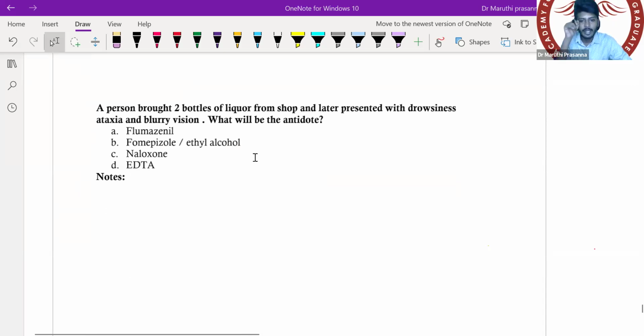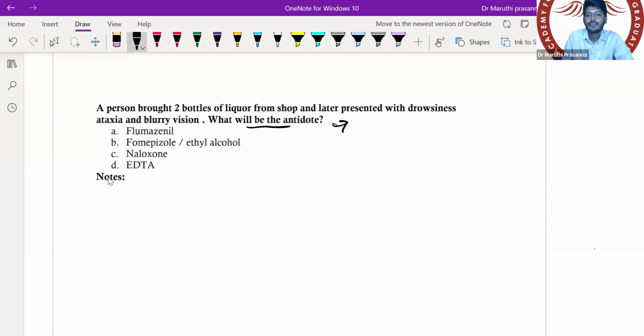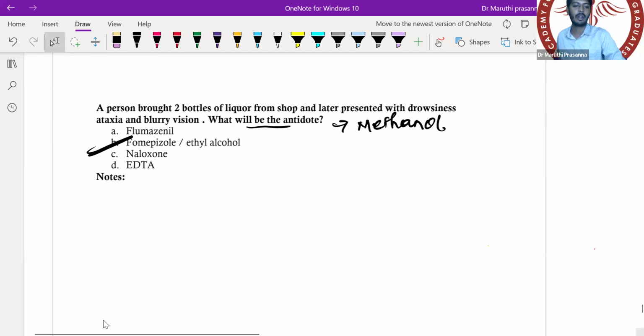A person brought 2 bottles of liquor from the shop and presented with drowsiness, ataxia, and blurred vision. What is the antidote? The answer is this is a methanol overdose. The antidote for methanol is fomepizole or ethyl alcohol.